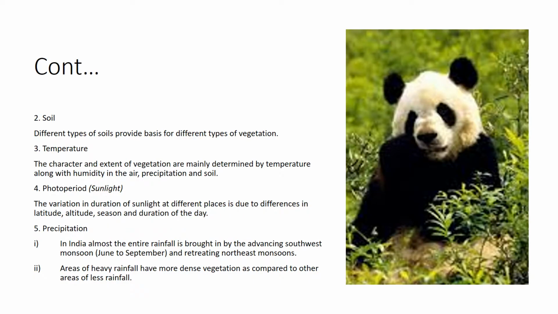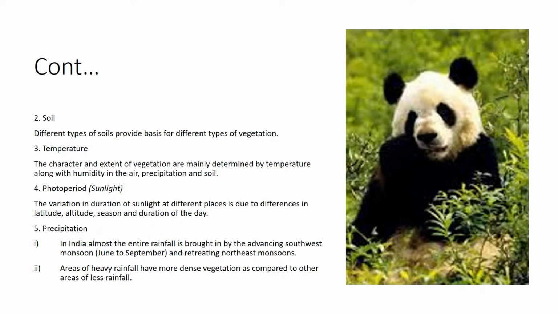2. Soil. Different types of soils provide bases for different types of vegetation. 3. Temperature. The character and extent of vegetation are mainly determined by temperature along with humidity in the air, precipitation and soil. 4. Photoperiod. Sunlight. The variation in duration of sunlight at different places is due to differences in latitude, altitude, season and duration of the day.